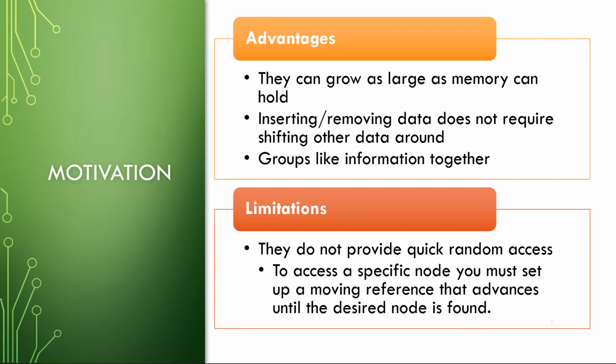Now for limitations, they do not provide a quick random access. So with arrays, you can give it an index and internally in the memory it can jump to that location fast. We don't have that with linked lists. Since it's all different parts of memory and only the previous node linking to the next node, we need to give it time to actually move to that spot. So to ask a specific node, you must set a moving reference that advances until we get to the desired node.